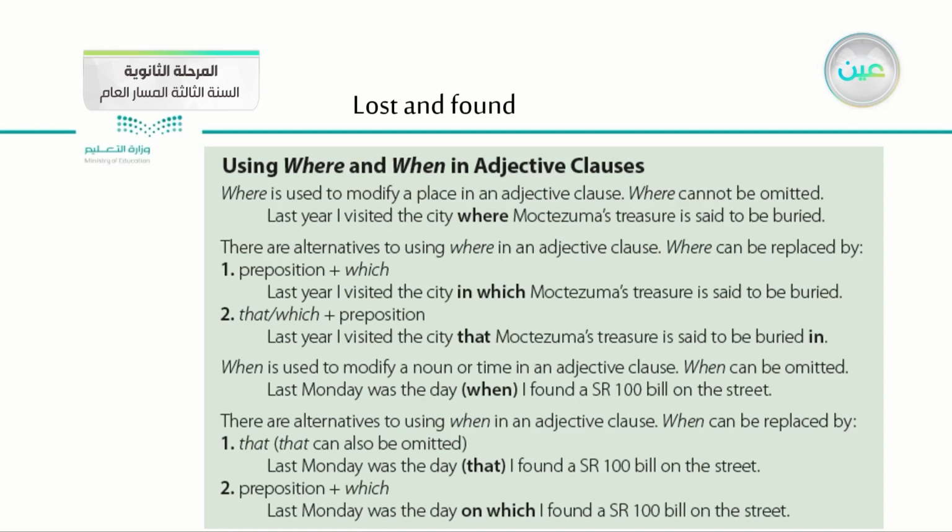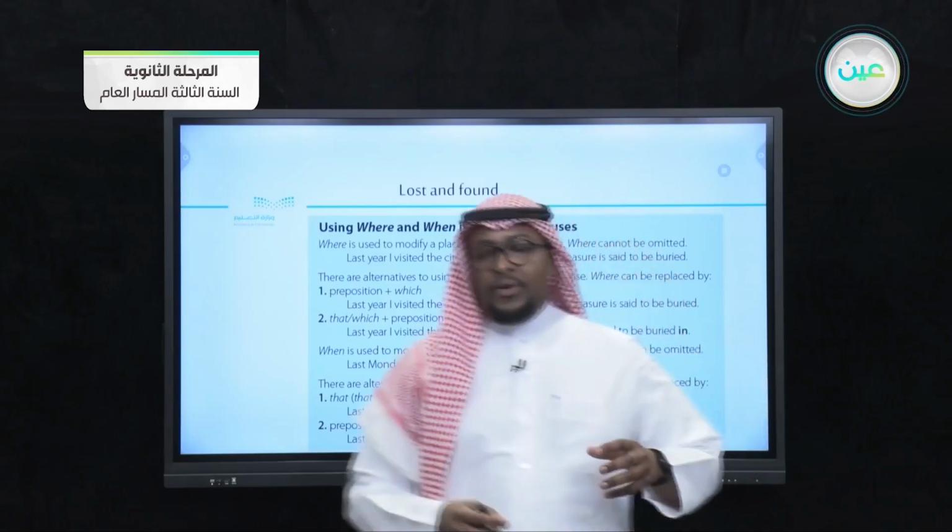I found a 100 real bill on the street. And of course, sometimes we can use preposition plus which, as in this example: last Monday was the day on which I found a 100 reals bill on the street. As you see here, guys, we use the preposition on plus which. Of course, this is used to describe or modify a noun.